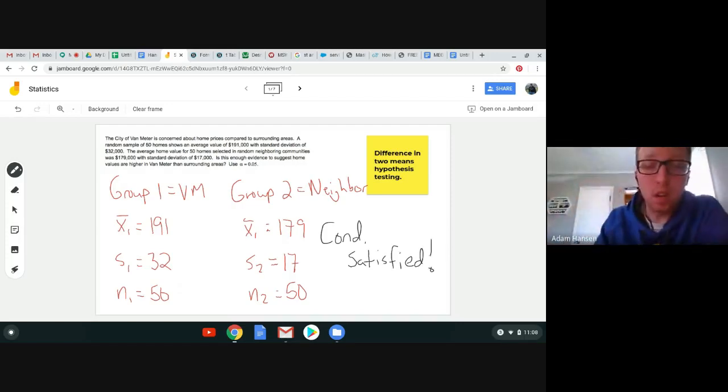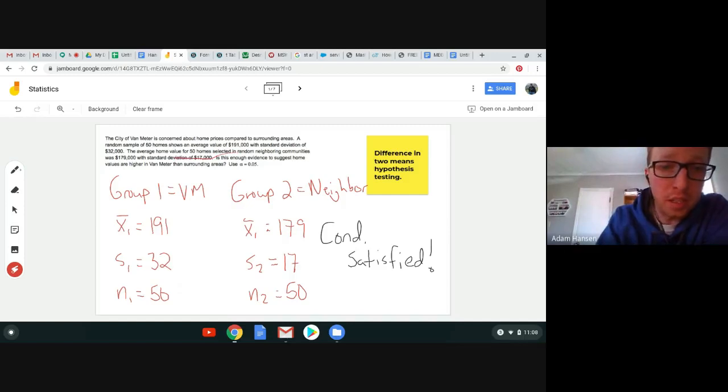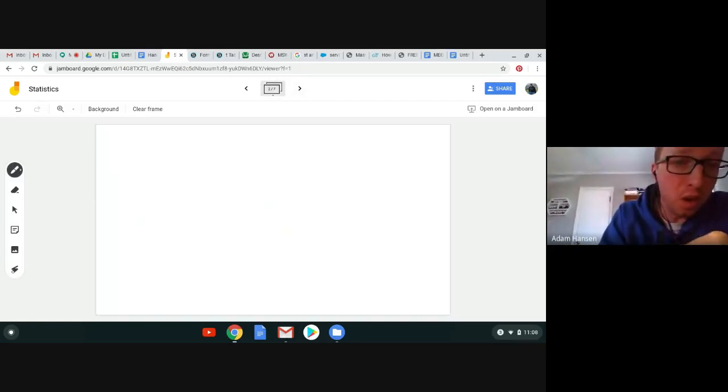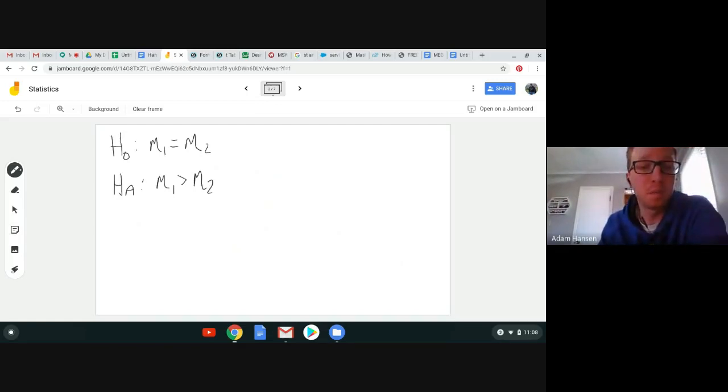Okay, let's now go ahead and define our null and alternative hypotheses. We're trying to test to see if we have evidence to suggest that home values are higher in Van Meter than in the surrounding communities. So for our null hypothesis, let's assume that they are equal. And for our alternative hypothesis, let's say that group 1 Van Meter average home price is greater than group 2, the average price in the surrounding communities.